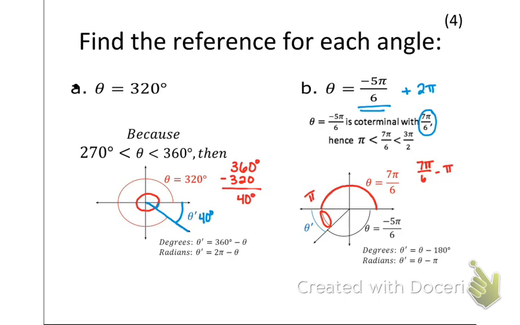our pi value. Now just remember, when we're subtracting fractions, we need to get a common denominator. So really, we're looking at 7 pi over 6 minus 6 pi over 6. And that will give us a total of pi over 6, which will represent our theta prime, or our reference angle.